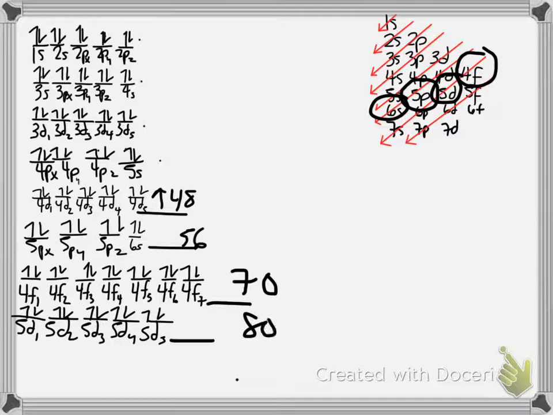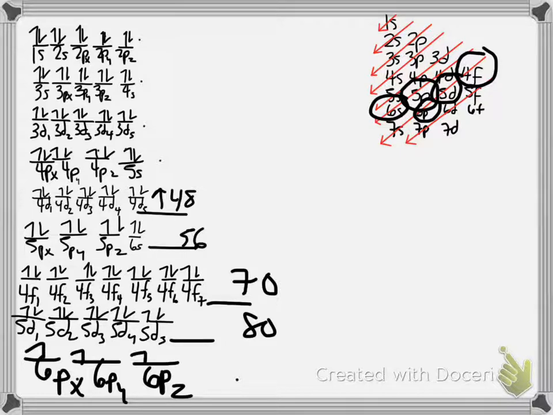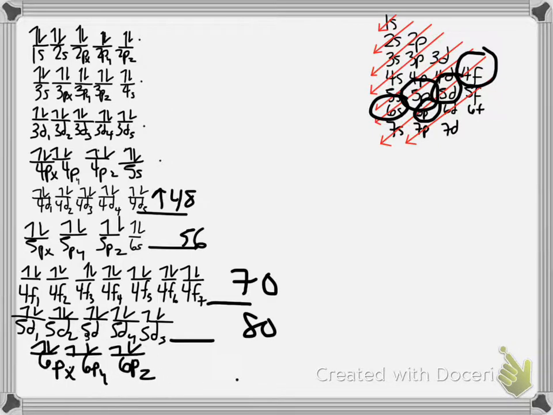So we're at 80. And next up is the 6p orbital. And how many is that going to get us? 6! Woohoo! 6px, 6py, 6pz. That was exhausting. 1, 2, 3, 4, 5, 6. So, as you can see, it's a pain in the tuchus.